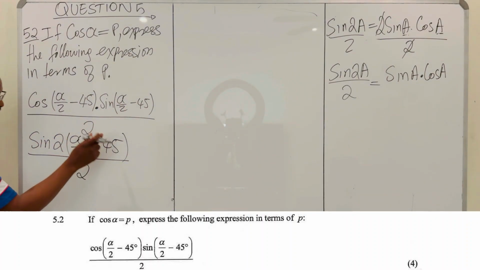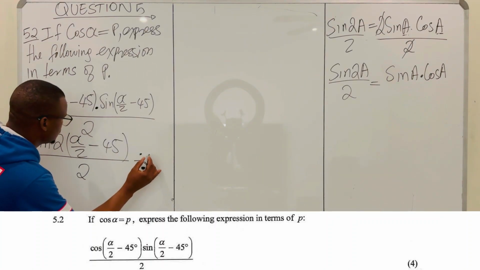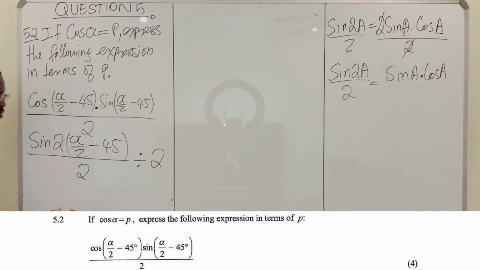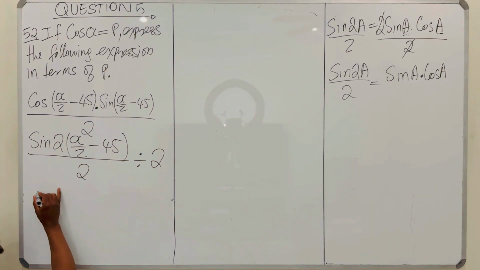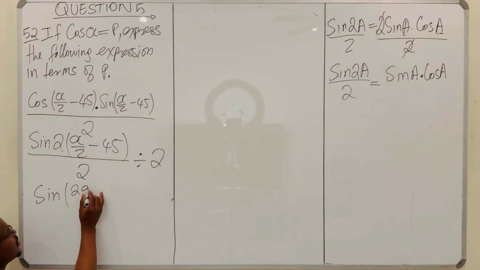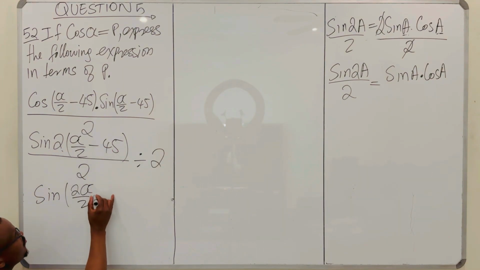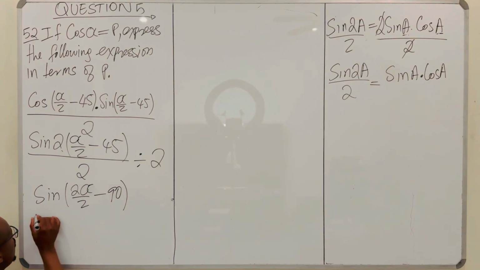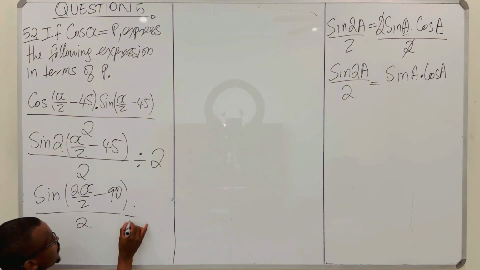So you also need to write this one. Just say maybe divide by 2, because I don't want to have a lot of divisions. That can be very confusing. So you can try to simplify this. You have sine of 2 times alpha over 2, which will just be 2 alpha over 2, minus 2 times 45, which is 90, all over 2, of course. Divided by your 2.